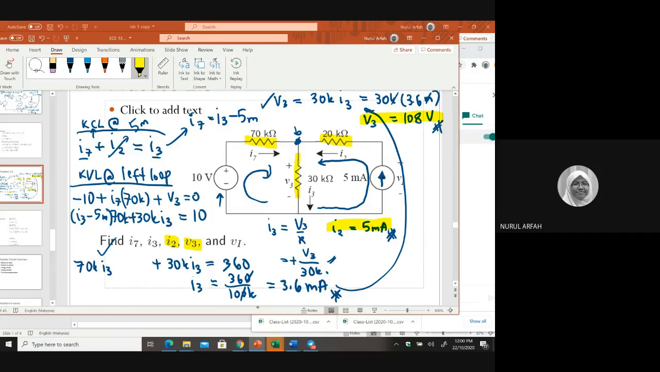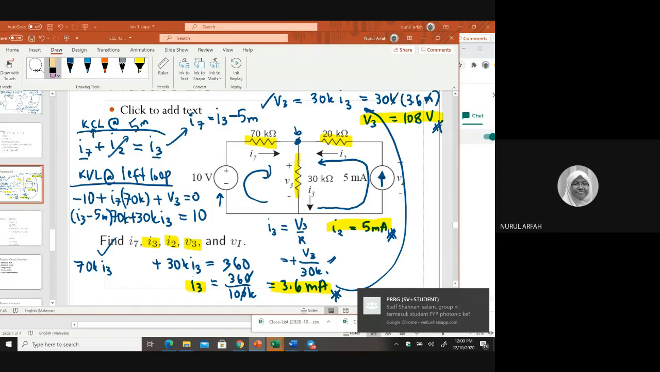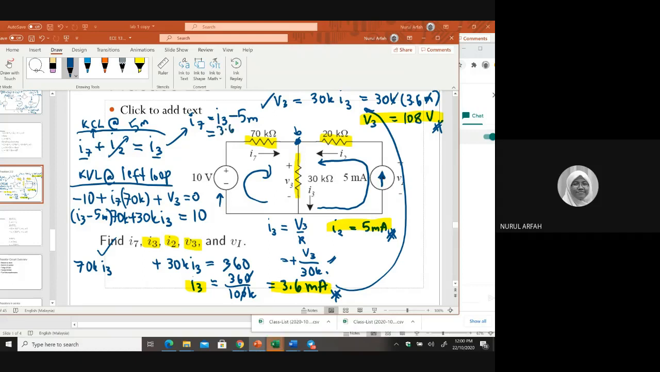How many more? So we have V3, I2 here, I3 here, and what else? Oh, I7, right? What is I7? I7 equals I3 minus 5, 3.6 milli minus 5 milli. What do you get? Negative 1.4 milliamps. So this I7 is done. So what is VI? VI here. Oops. VI.